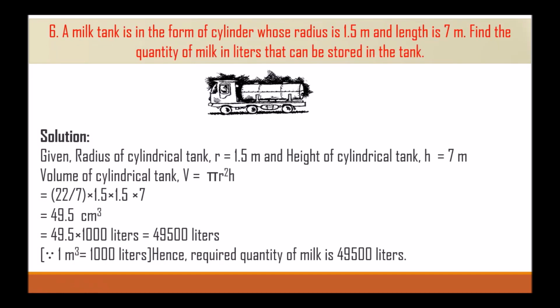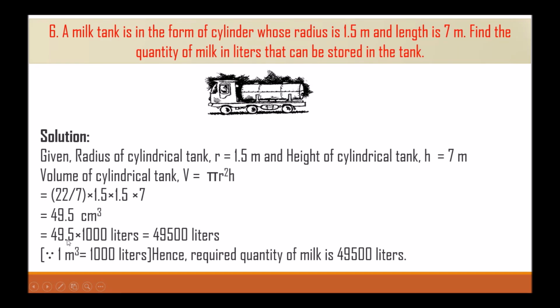A milk tank is in the form of a cylinder whose radius is 1.5 meter and length is 7 meter. Find the quantity of milk in liters that can be stored in the tank. So radius of the cylindrical tank is r equals 1.5 meter and height of the cylindrical tank h equals 7 meter. Volume of cylindrical tank V equals pi r square h. So 22 upon 7 into 1.5 into 1.5 into 7. So it is 49.5 meter cube.